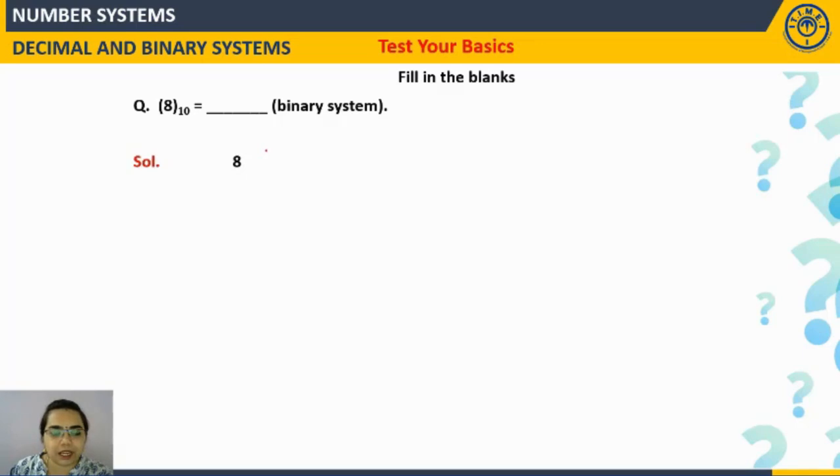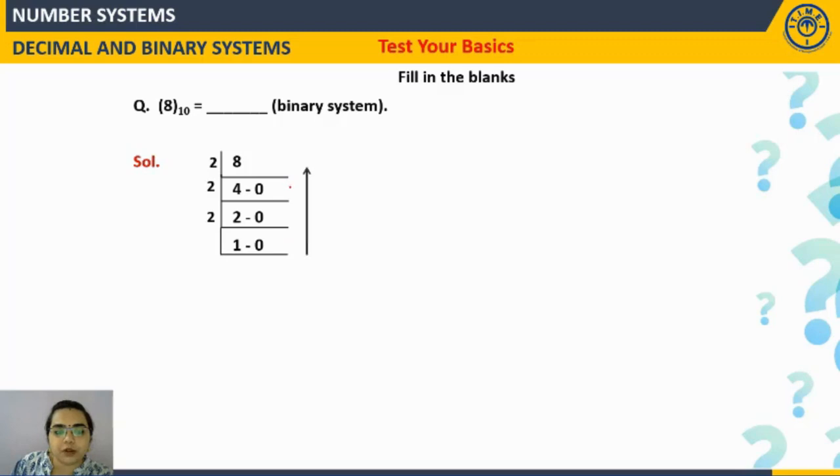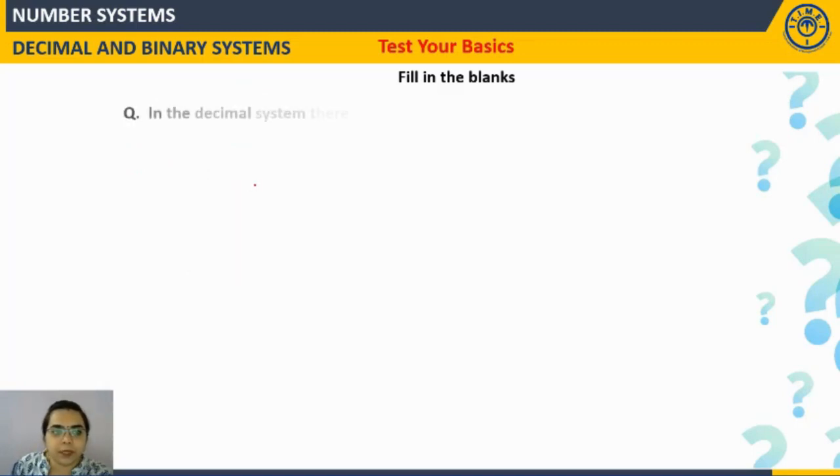So let's consider the number 8 divided by 2. 2 4s are 8, remainder is 0. Again 2 2s are 4, remainder is 0. Okay, 2 1s are 2, remainder is 0. So now what are you going to do? Start from 1, move towards the top. So come on, do that. 1 0 0 0. Yes. So 1 0 0 0 to the base 2 is nothing but the binary expansion of 8, which is a decimal number. Is this clear to you? Okay, let's go ahead to the next question.